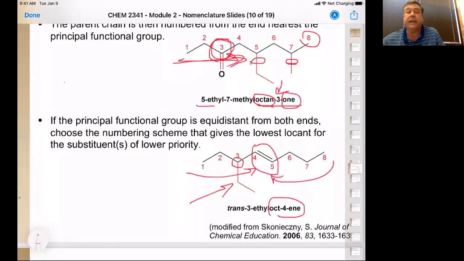A question. Yes. For the 5-ethyl-7-methyl, we're still doing the substituents in alphabetical order. That's why you did ethyl first. Always do substituents in alphabetical order, regardless of the number. The number just tells us where they are.